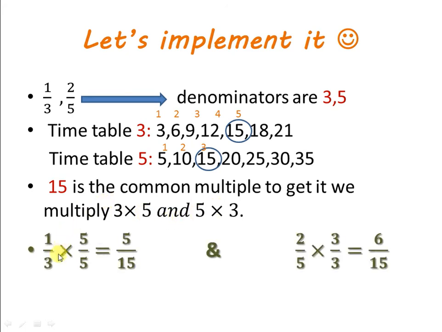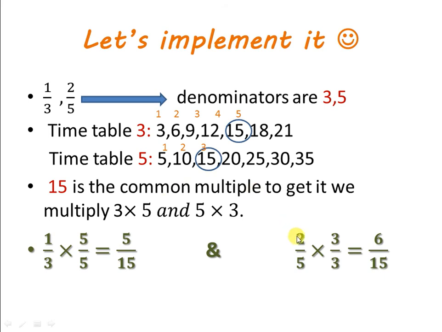But should I multiply 3 by 5 down only? No. If you multiply the fraction, you have to multiply both the numerator and the denominator by the same number. And that's what I did here. So, let's do it. Multiply first the numerator with 5. 1 times 5 is equal to 5. The denominator is with 5. 3 times 5 is equal to 15.